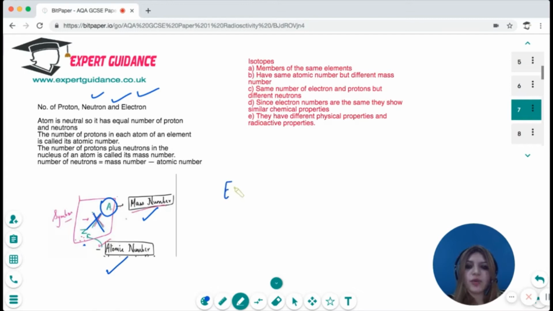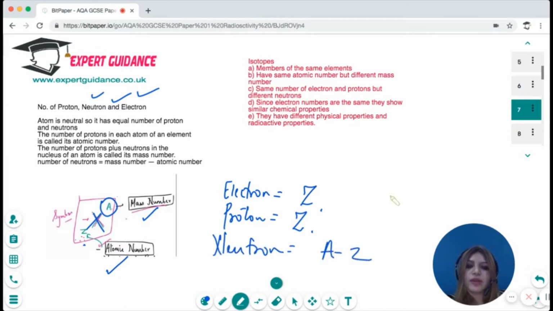If you want the electron number of any atom, you write the bottom number, and the proton number and the electron number are the same. So the bottom number is also the proton number. For the neutron number, you take the top number and take away the bottom number, because the top number has both protons and neutrons together.